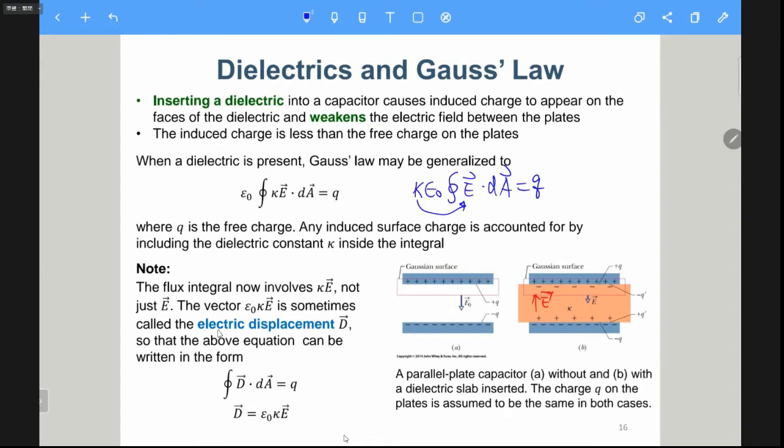The textbook also mentions this variable called the dielectric displacement D. Although it's seldom used in other chapters, it only appears in this chapter, so just keep it in mind. It is not so useful in this course, and you just write epsilon kappa E as D. So this is pretty much it.